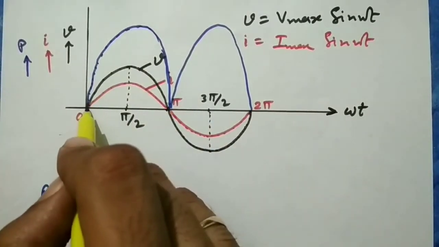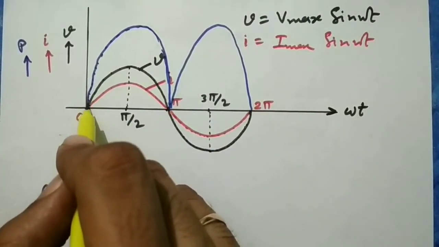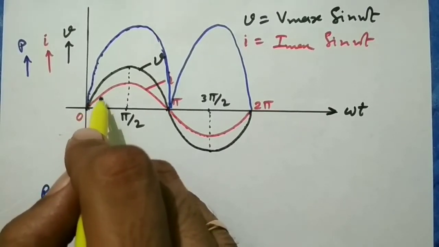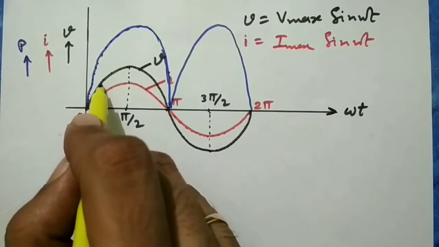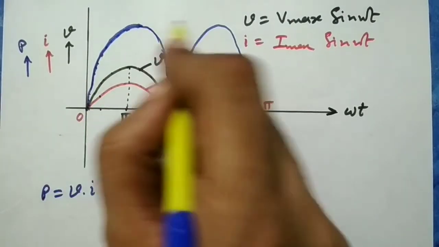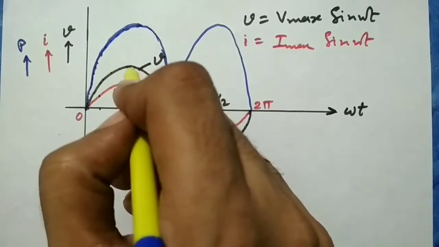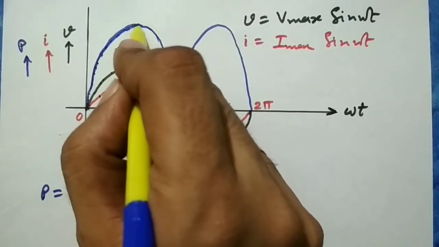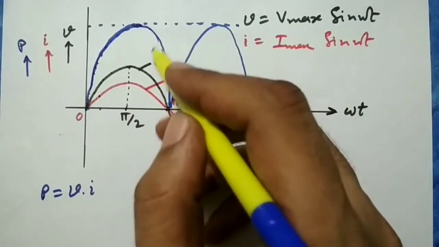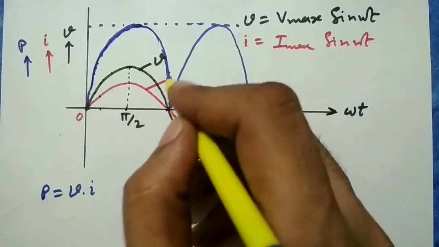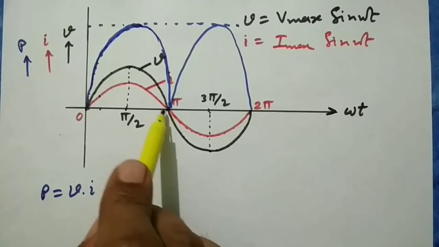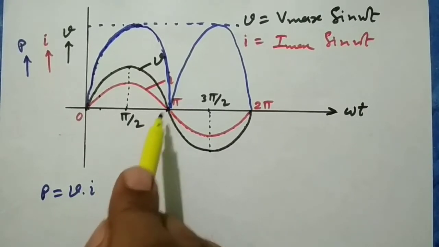When both voltage and current are 0, their product, that means power, will also be 0. As the omega t value is gradually increasing, voltage is increasing as well as current, so their product will also be increasing, that means the power will be increasing. At 90 degree, both values will be maximum, so their product, that means power, will also be the maximum. So this is the maximum power. Again, voltage and current both are decreasing, so the product will also be decreasing. At pi, both values are 0, so the product, that means power, will also be 0.